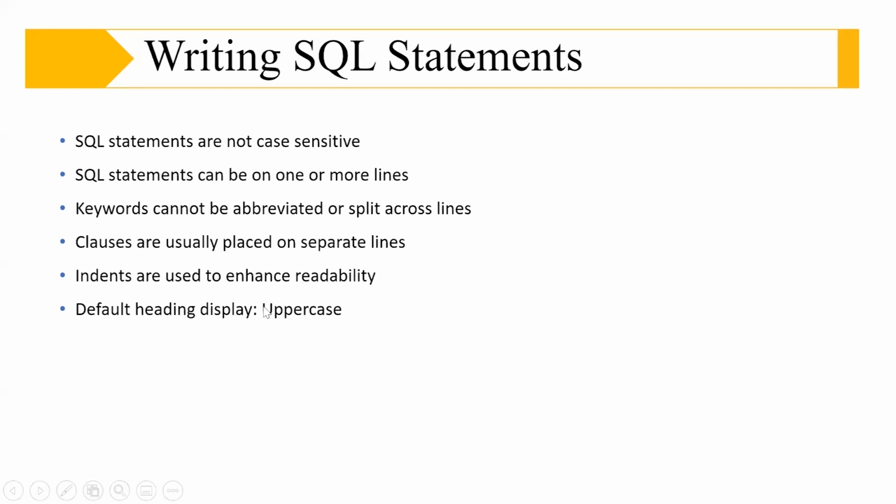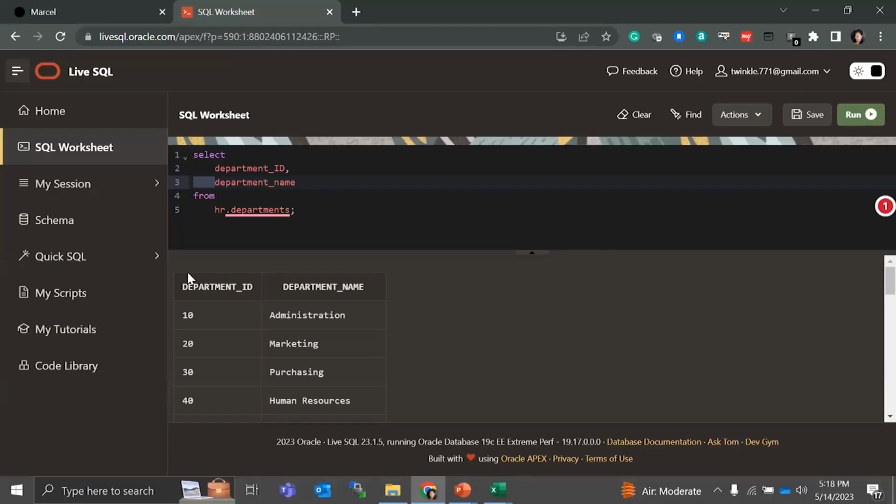Default heading displays uppercase. So you see, even if you ask only for department ID and department name in small letters, SQL will always show this to you in capital letters. That is how SQL is built.